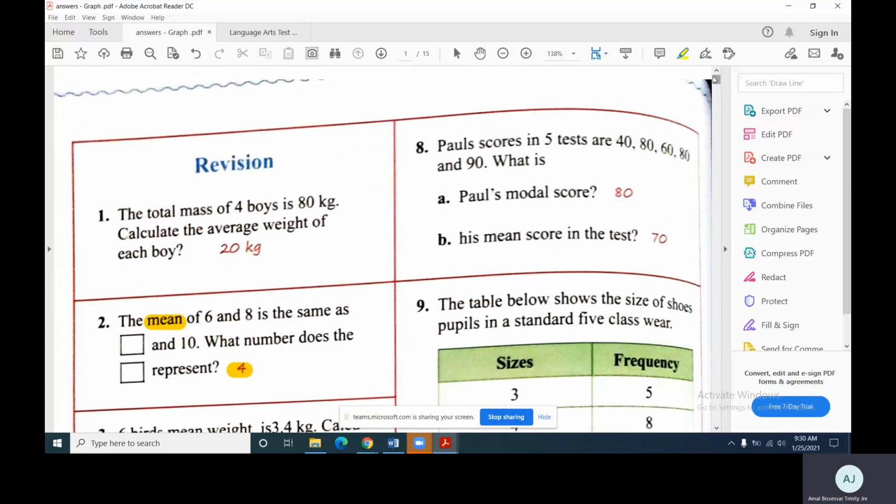Number 8, Paul's score in 5 tests. These are the scores here: 40, 80, 60, 80, 90. What is the modal score? The modal score would be 80, coming twice. What is the mean? The mean will be 40, 80, 60, 80, and 90. When you add up all of those numbers, you're going to get 350. So when you get your 350, you divide by 5. 350 divided by 5, the answer is 70 for the mean. Again, add up the numbers, divide by 5 to get the mean for number 8.